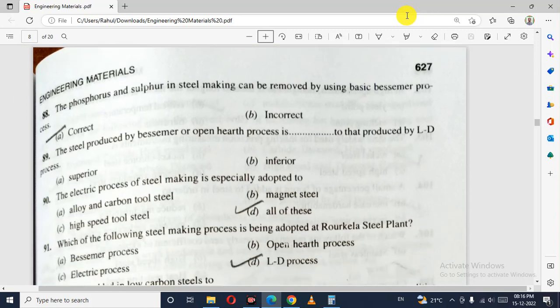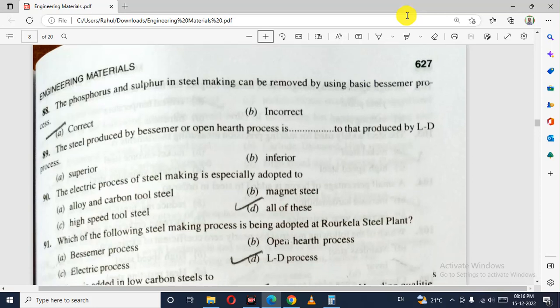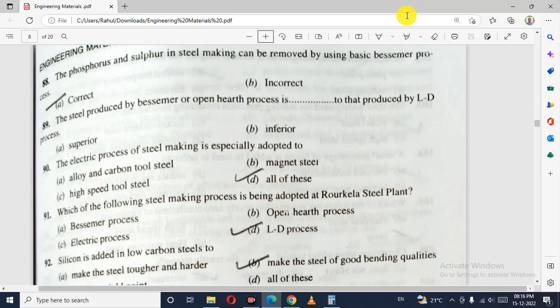The electric process of steel making is especially adopted for alloy and carbon tool steel, magnet steel and high speed tool steel. Which of the following steel making processes is being adopted at Rourkela Steel Plant? LD process.